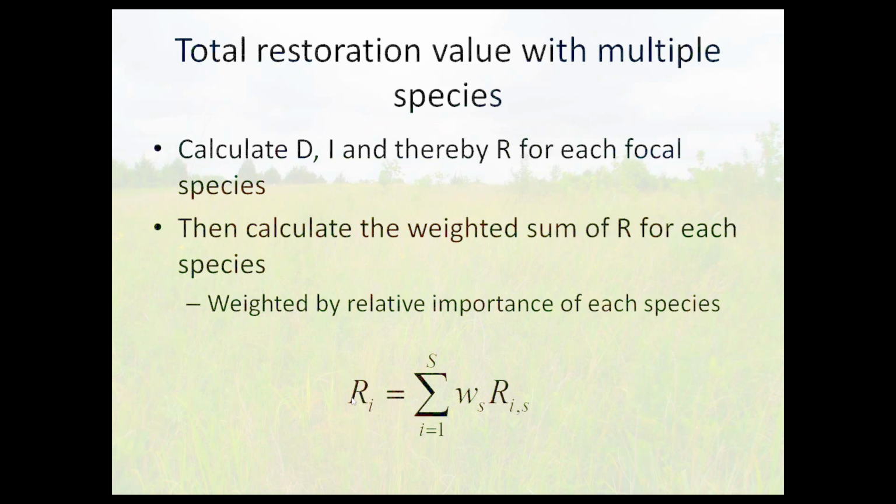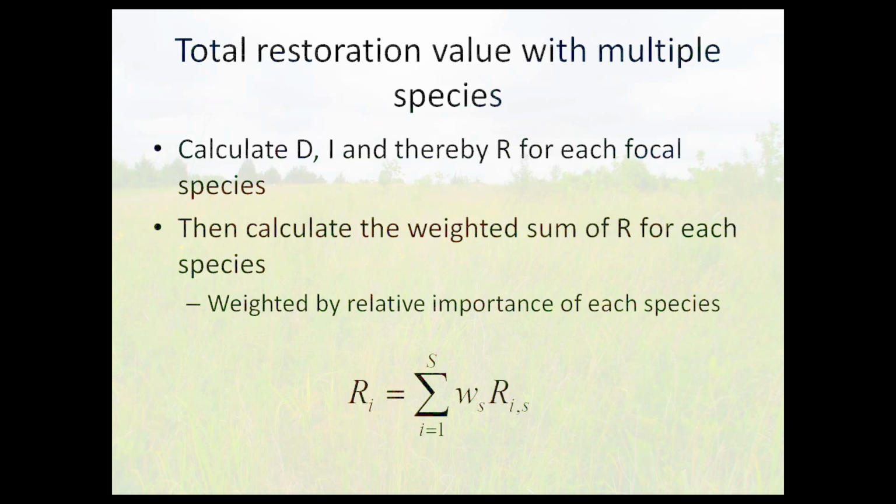The biological or conservation value of site I is equal to the sum of the weighted values of each site for each species. Excuse me.